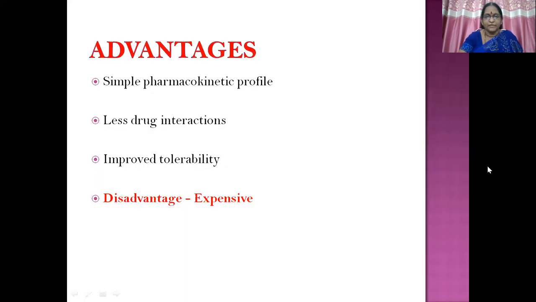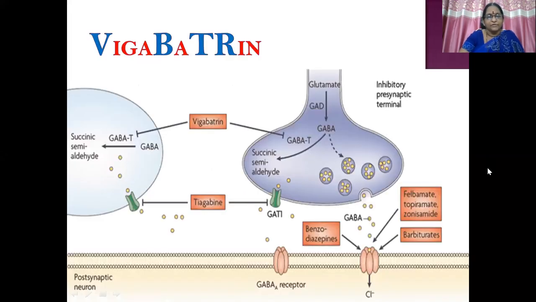Let us see. The advantages of these molecules when compared to the conventional drugs are they have simple pharmacokinetic profile, and because of which they do have less drug interactions and of course improved tolerability. But the main disadvantage with these molecules is they are highly expensive. So coming to the molecules one after another, to start with, Vigabatrin. I have given a mnemonic in the name itself, so we'll get into that.